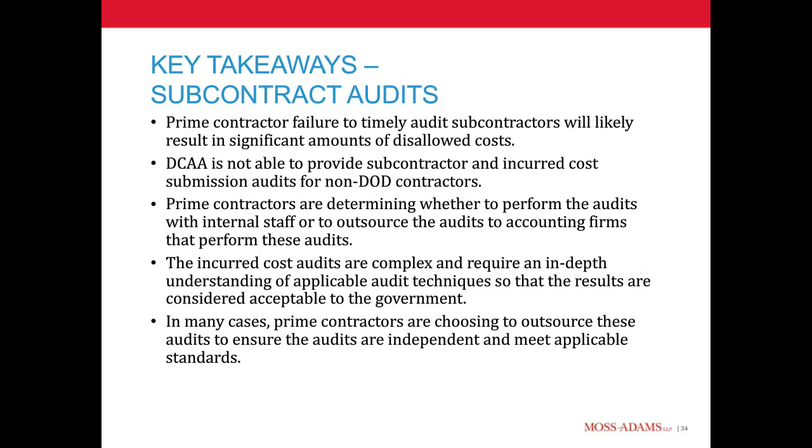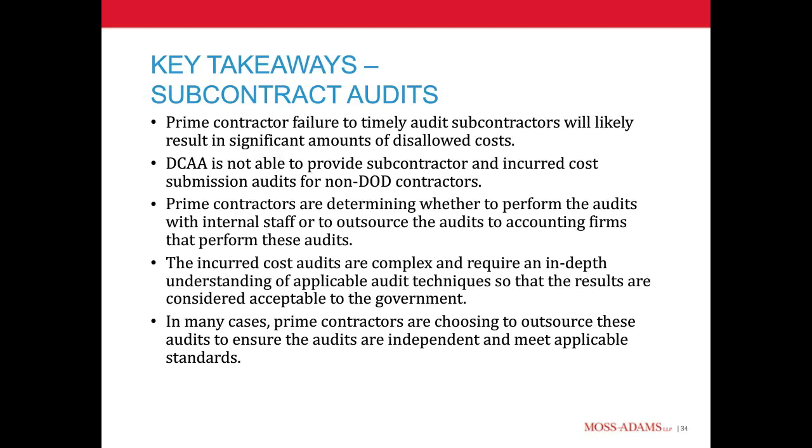And DCAA, we know, is not able to provide subcontractor and incurred cost submission audits for non-DoD contractors. We know that now for several reasons. They weren't doing it before anyway, but they're certainly not doing it now based on Section 893. Prime contractors are determining whether to perform the audits with internal staff or to outsource the audits to accounting firms. So those are options to consider if you're a prime contractor, and I think the agencies involved would want to have some input to that as well, given independence considerations.